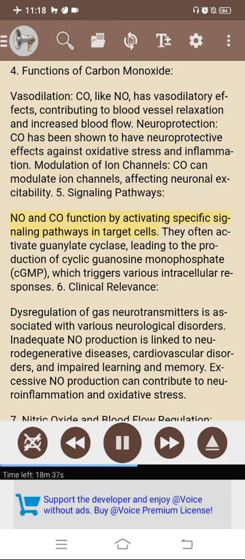5. Signaling pathways. NO and CO function by activating specific signaling pathways in target cells. They often activate guanylate cyclase, leading to the production of cyclic guanosine monophosphate, cGMP, which triggers various intracellular responses.